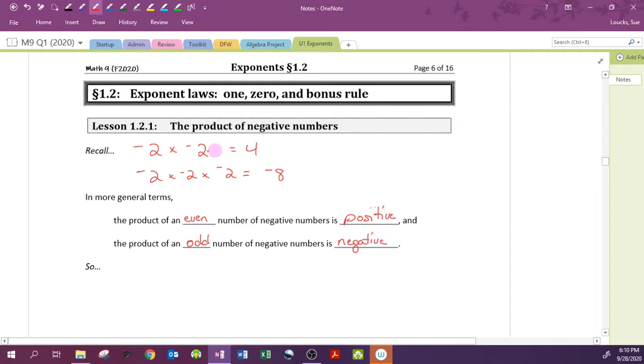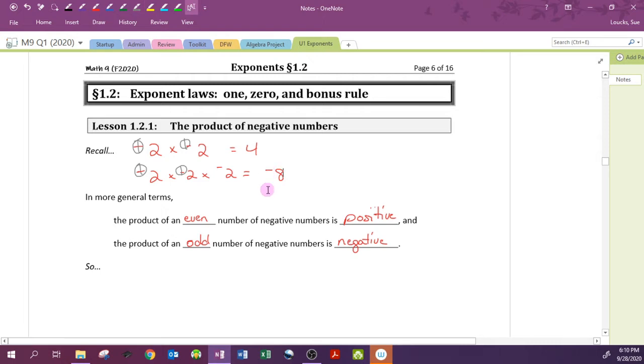It's kind of like you can pair up your negatives. So this one and this one cancel each other out, and this one and this one cancel each other out, but you're left with one more, so it stays. Okay.